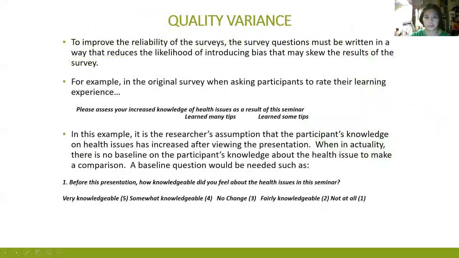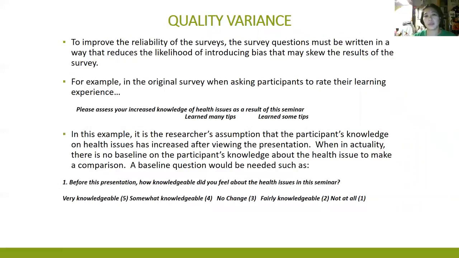Next slide. Okay, so the quality variance of my project is based on the bias. So in order to improve the reliability of these surveys, we have to write the questions in a way that we reduce the likelihood of bias. We can't 100% remove bias, but we can at least minimize it.